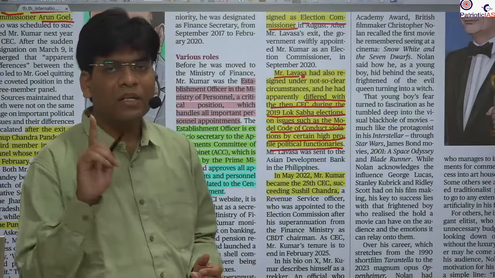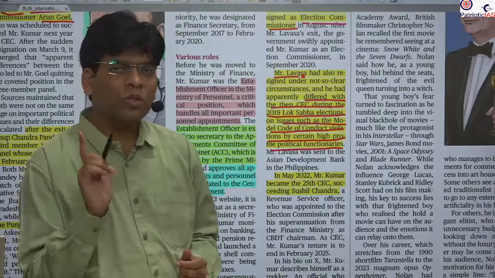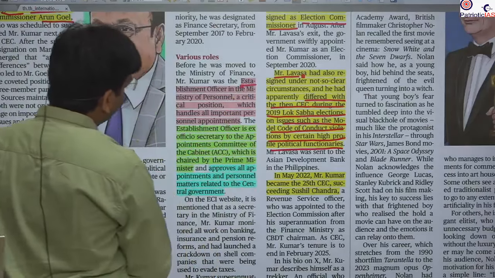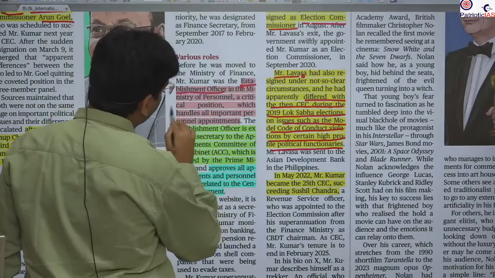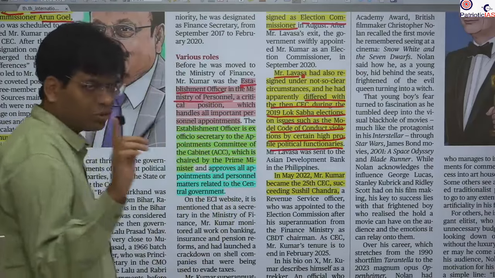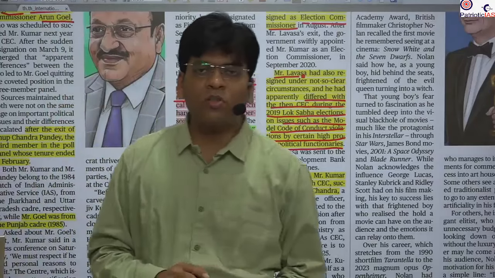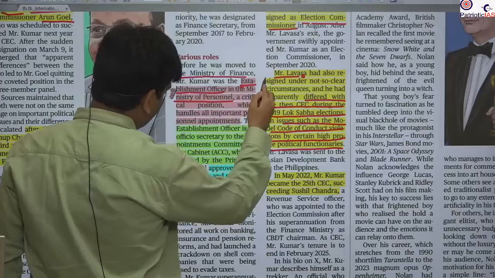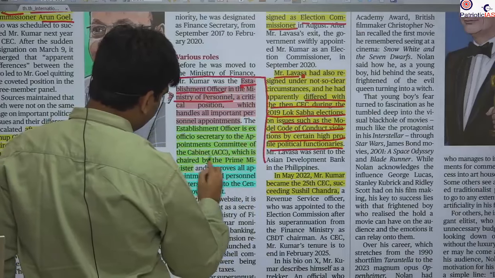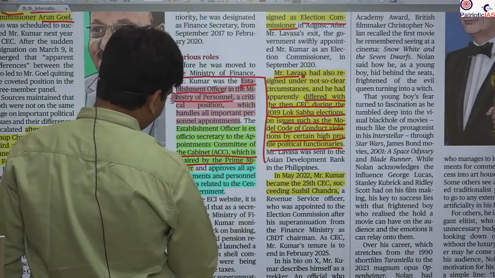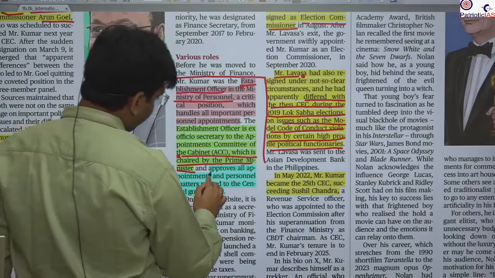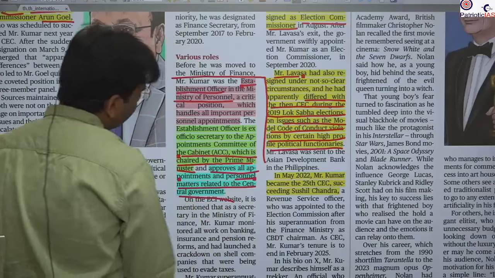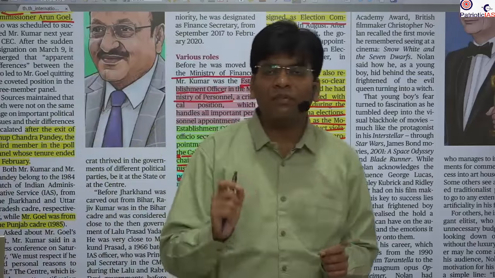Here it is given the posts he held before becoming Chief Election Commissioner. He held very important posts, and you should know their relevance and function. He was the establishment officer in the Ministry of Personnel. The Ministry of Personnel, you should know, is responsible for appointments, and this is considered a very important office, and it acts under the chairmanship of the Prime Minister. It approves all the appointments and personnel matters related to the central government. That is why it becomes very important.